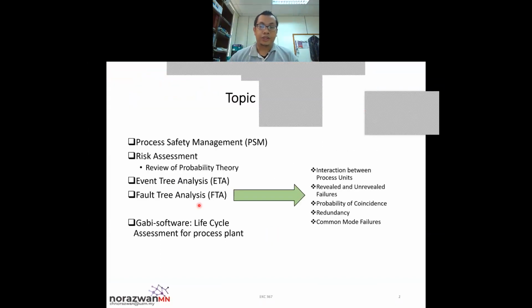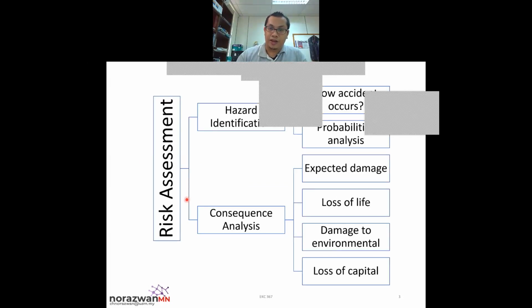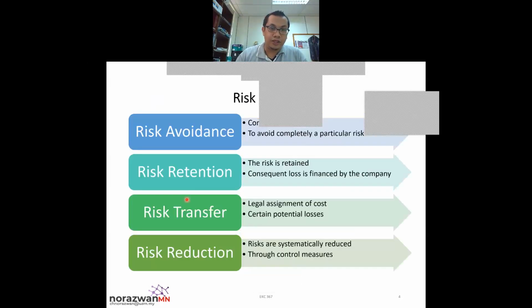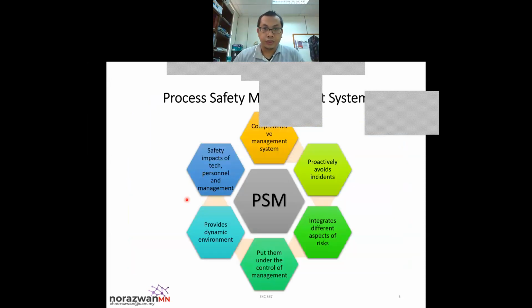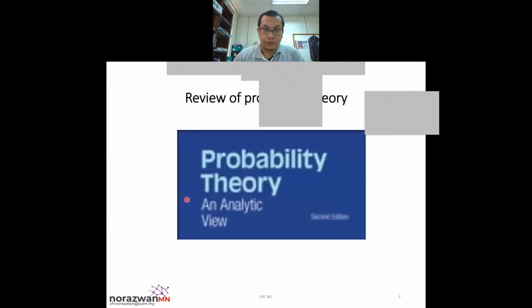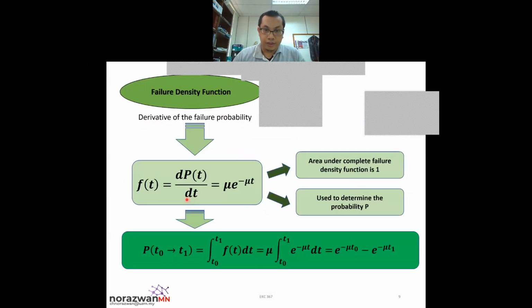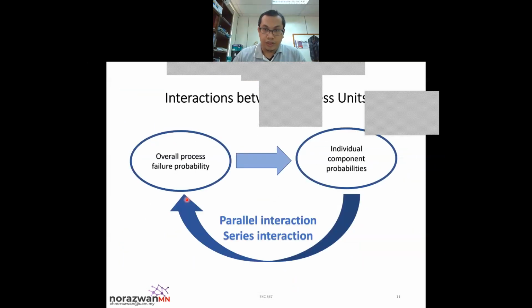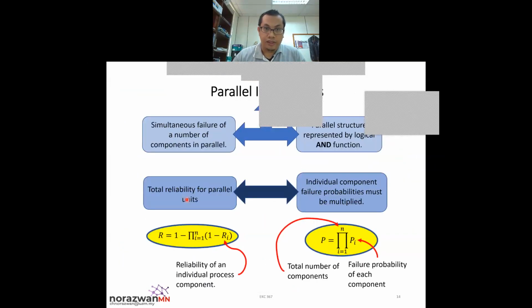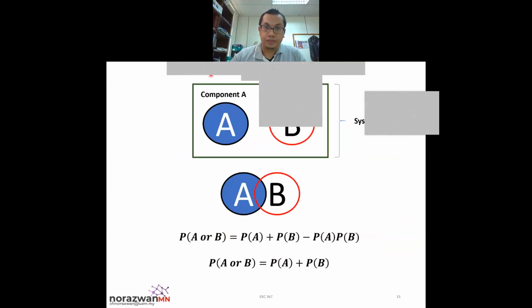Okay, so as a recap, you already saw the interaction between process units, right? Risk avoidance, risk retention, transfer, and also risk reduction. Yesterday's video went up until parallel and series interaction.